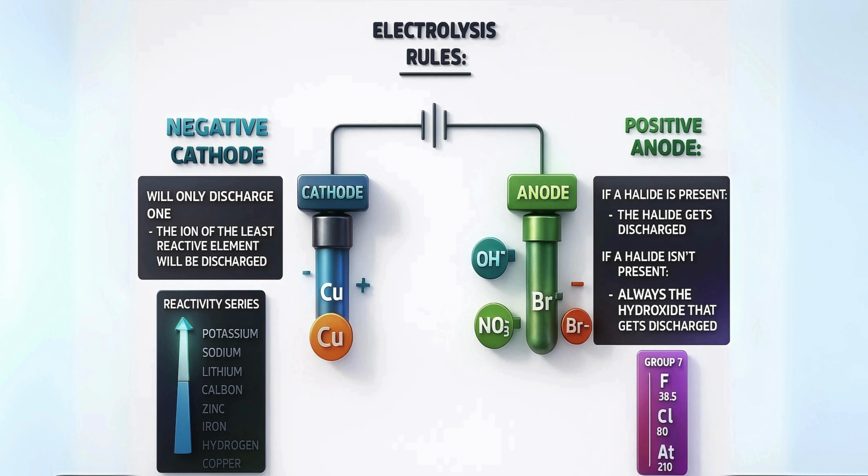Now, let's move to the anode, which is positive. The anode attracts negative ions, typically the nonmetal ions from the compound, such as chloride, bromide, nitrate, or sulfate, as well as the hydroxide ions from the water. The rule for the anode is a bit easier to remember. If there is a halide ion present, that's a fluoride, chloride, bromide, or iodide, then the halide ion will be discharged. But if no halide ions are present, then it's always the hydroxide ions that are discharged instead, producing oxygen gas. Let's apply these rules in practice with a few examples.